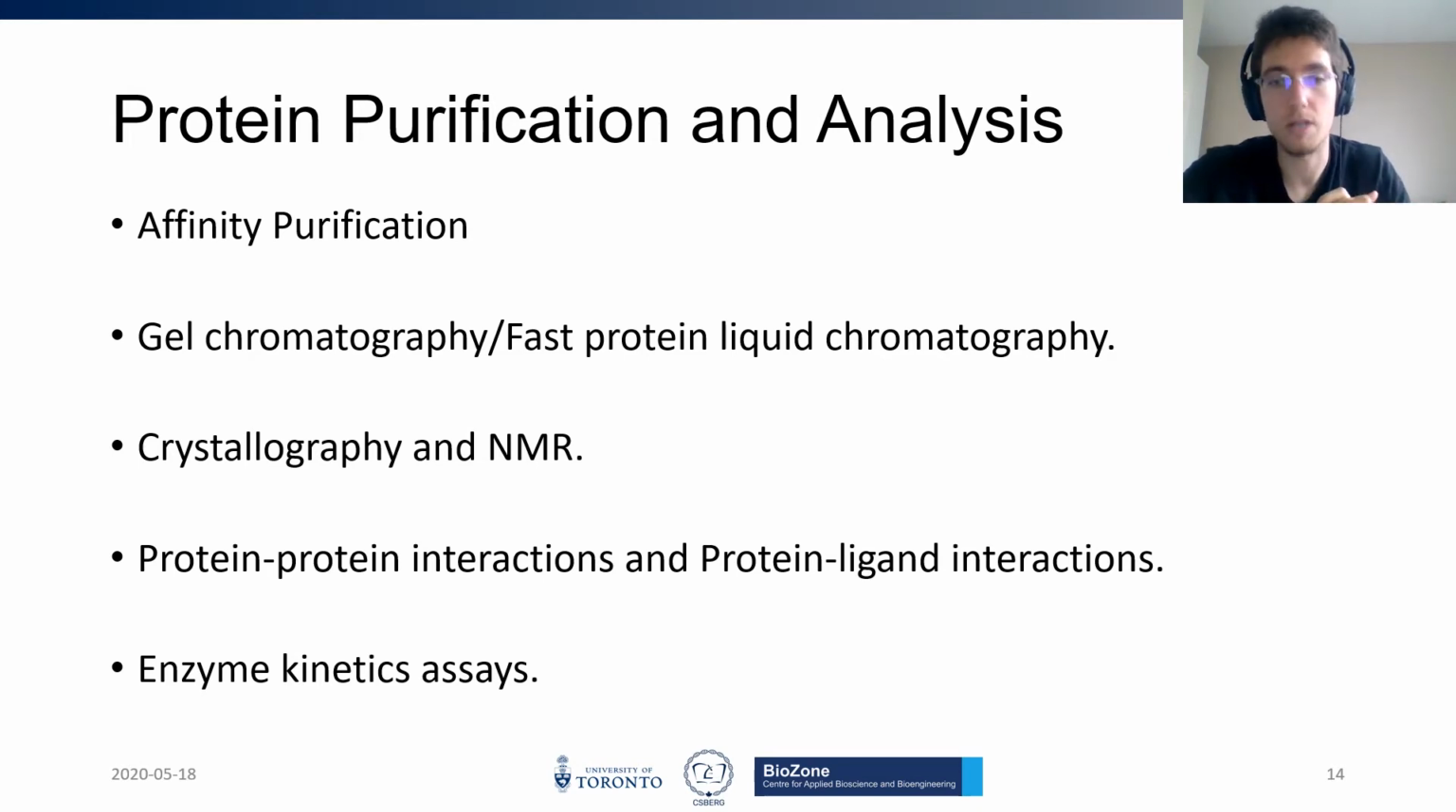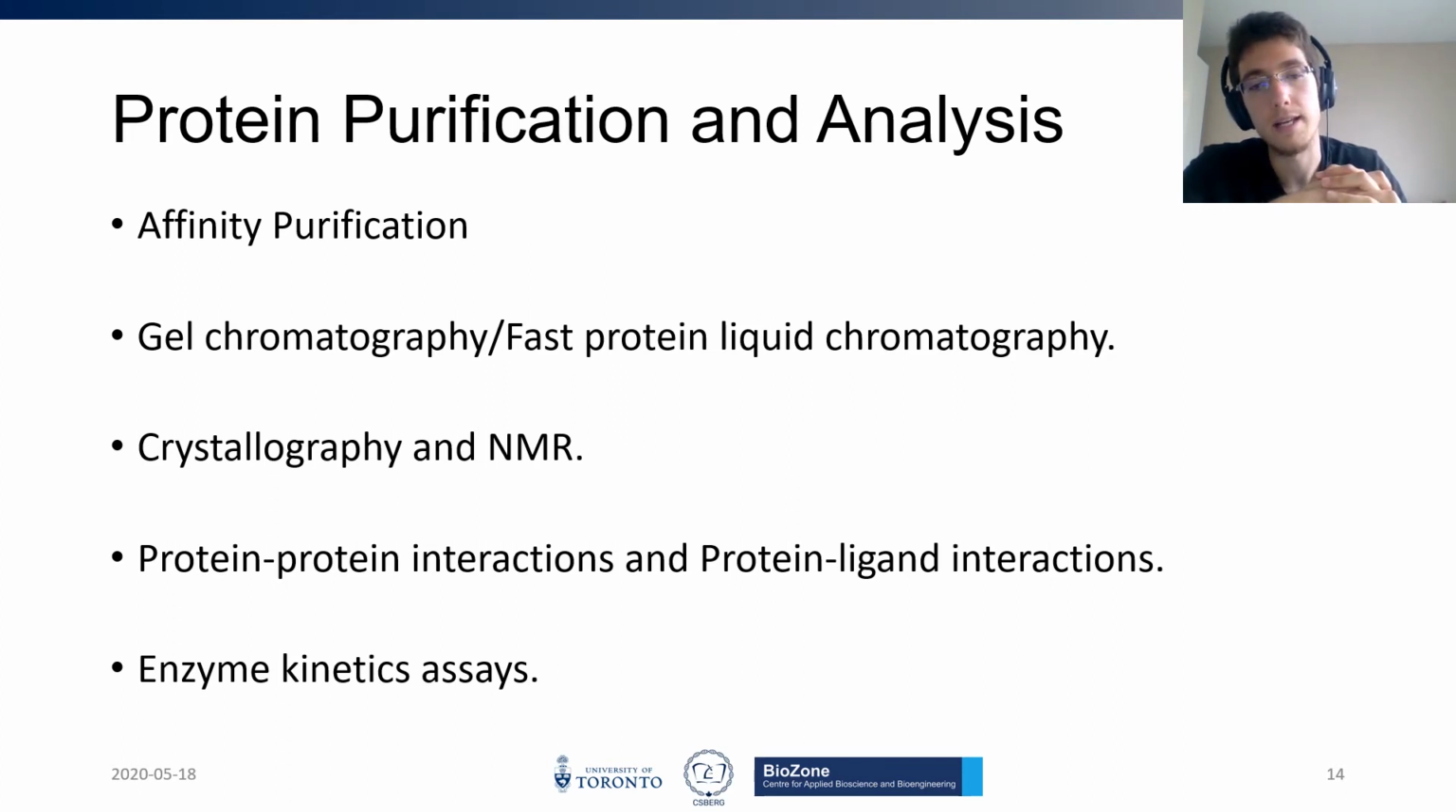Next, you do gel chromatography or fast protein liquid chromatography, which is basically an updated version of gel chromatography. This can help you get an even more pure version of your protein of interest, right? Like now you have a high purity sample of just your protein. Next, if you want structural information, you can do crystallography or NMR. NMR is nuclear magnetic resonance in order to get structural information on the protein you purified. If you want to learn about protein-protein interactions and protein-ligand interactions, you can do isothermal titration calorimetry or surface plasmon resonance. There's other stuff you can do, of course, but those are the 2 that we're going to talk about today.